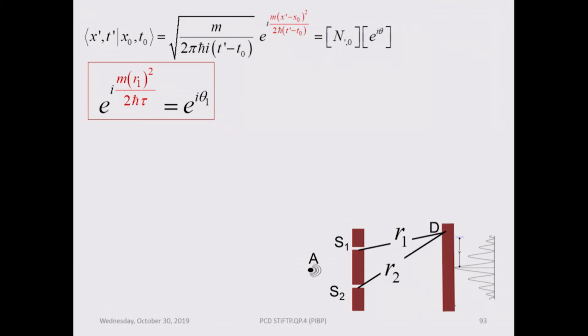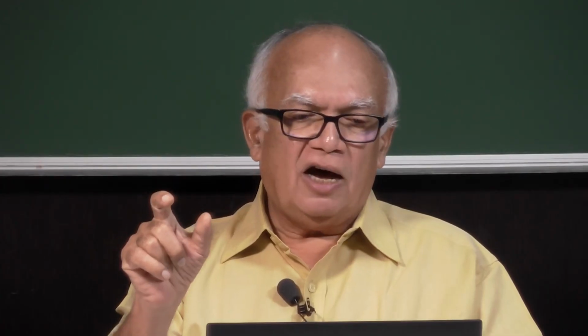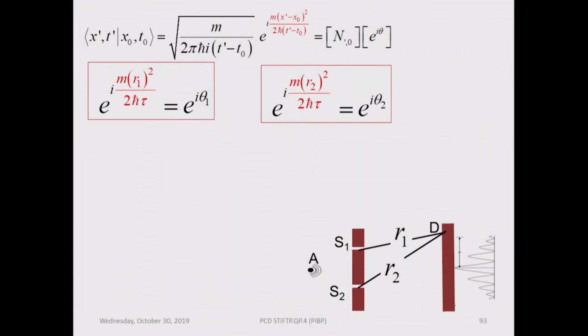One is e to the i theta 1, and what is e to the i theta 1 from the Feynman propagator? If you see this term, it is nothing but x prime minus x0, the difference length square, which is r1 for theta 1 and r2 for theta 2. The t prime minus t0 in both cases is tau. It is the same time interval, these are equal no matter what the distances are, okay? And these are the two phases now.